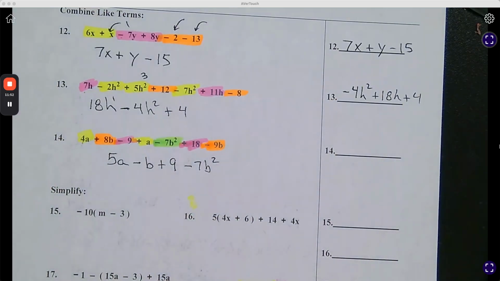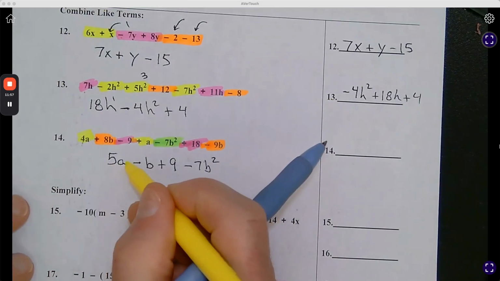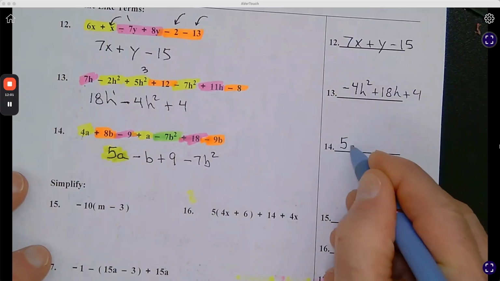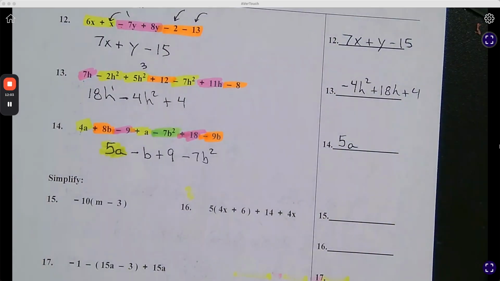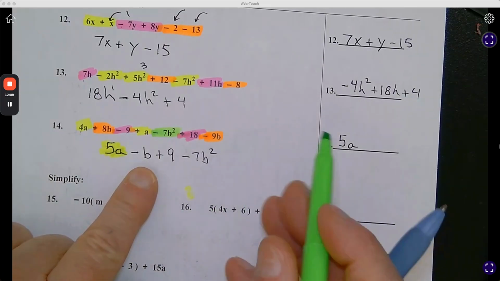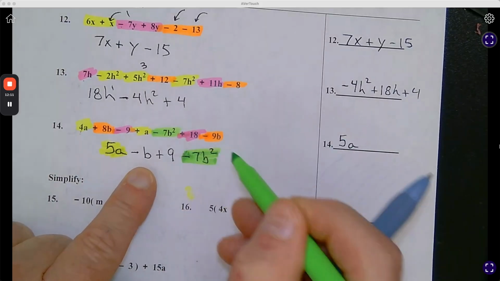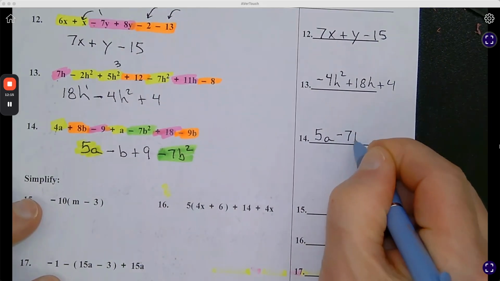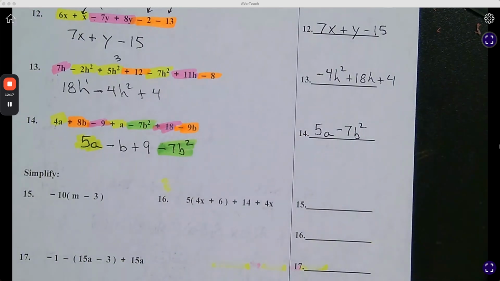Now I got to do it in proper order. Alphabetical takes precedence. So A comes first in the alphabet. So 5A. Now we're going to talk about exponents. So notice we have the same variable b, but the exponent that is the highest goes first. This is called descending order. And then we have our b's, which will come after that.